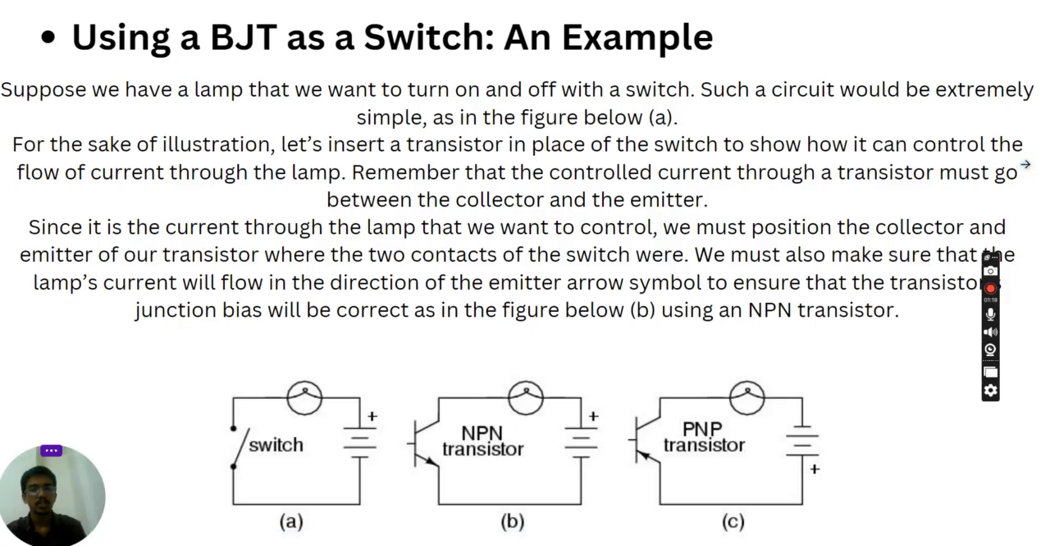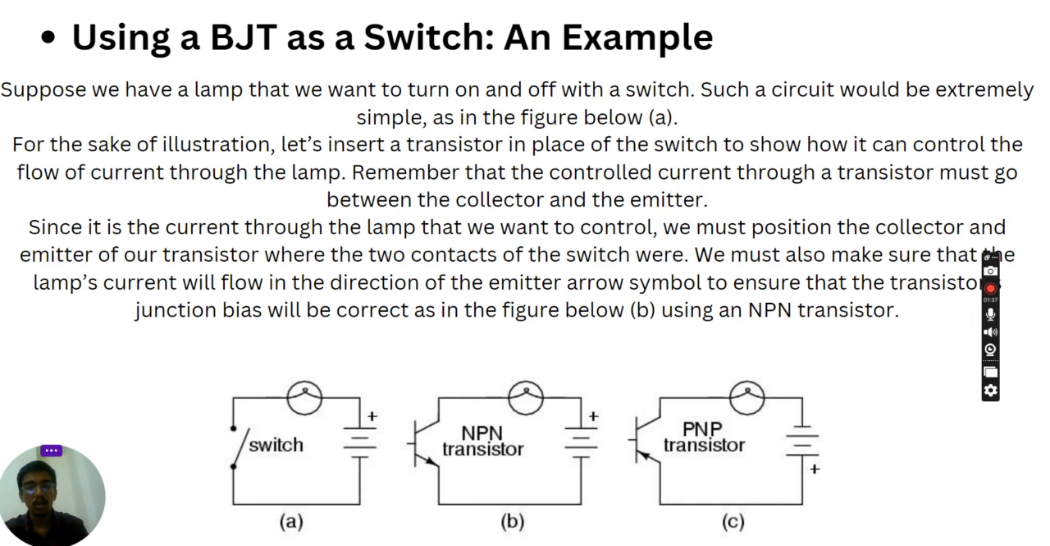Using a BJT as a switch, with an example. Suppose we have a lamp that we want to turn on and off with a switch. Such a circuit would be extremely simple, as in figure A below. For the sake of illustration, let's insert a transistor in place of the switch to show how it can control the flow of current through the lamp.